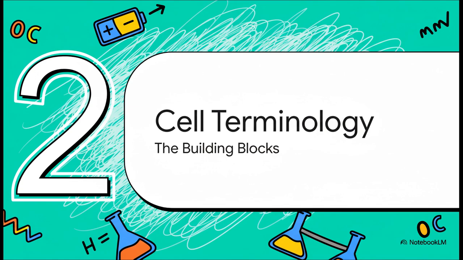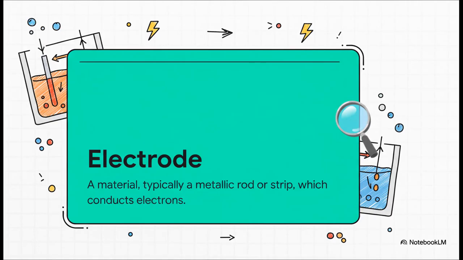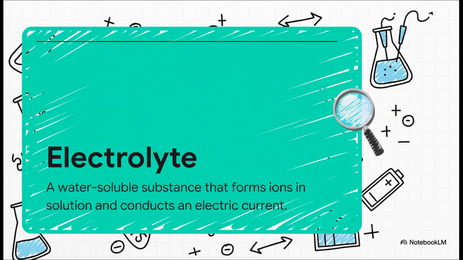All right, let's move on and define the key players in this whole setup. Getting these terms locked in is so important, especially for your exams. Okay, the electrode. Just think of it as the physical stage where all the action happens. It's the bridge that connects the outside wire to the inside solution. And the electrolyte? That's the liquid that the electrodes are sitting in. It's kind of like an ion soup that lets the charge move around and complete the circuit inside the cell.